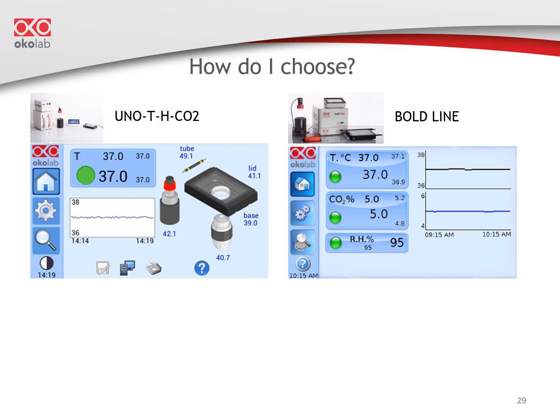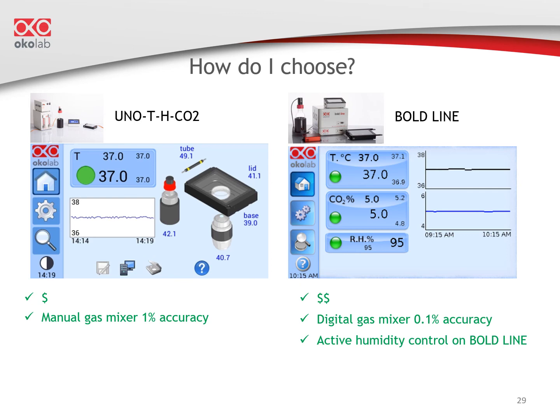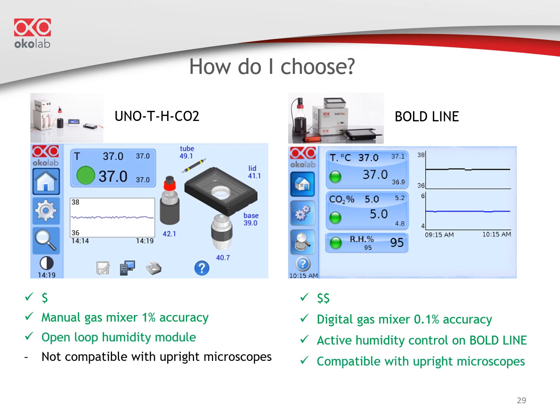So how do you choose between UNO THCO2 and Bold Line? The temperature performance is exactly the same. UNO is more appropriate for a conservative budget. Bold Line is fully digital, and its sensor for CO2 is more accurate. If you need active humidity module because you're using an upright microscope, you have to select Bold Line.